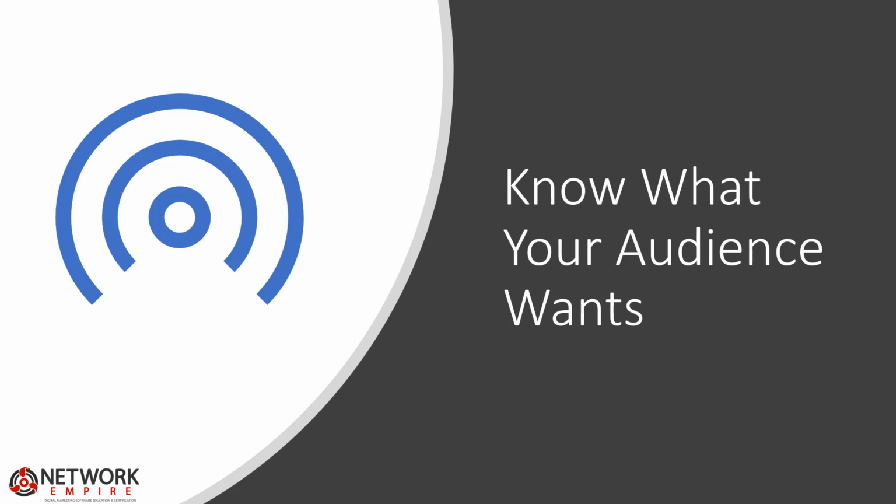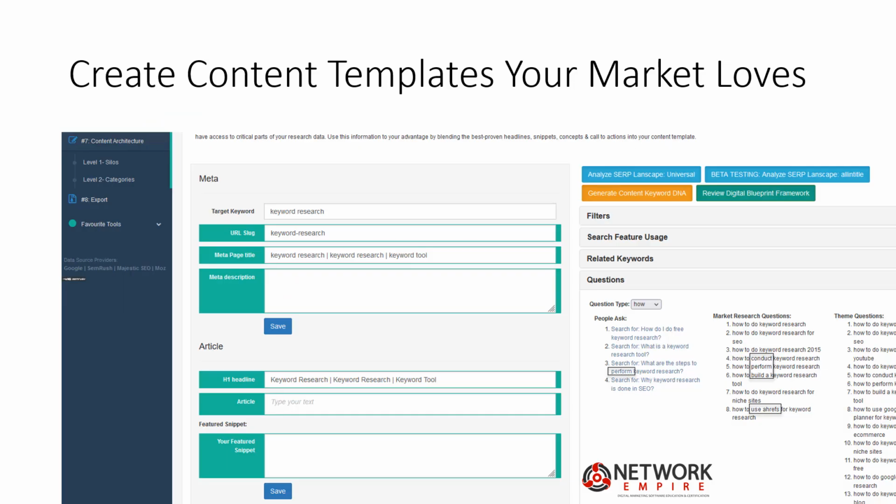All right, so if you think about what we've done with our hybrid system, we're essentially creating content that our market loves. And how do we know that? If I'm talking about keyword research, I know that people want to know how to do keyword research. I know they want to conduct, perform. I know that they want to use specific tools. I can see the questions they're asking. We can see what are related keywords. And from this, we can start building out our content templates. And we build content templates that our markets love.